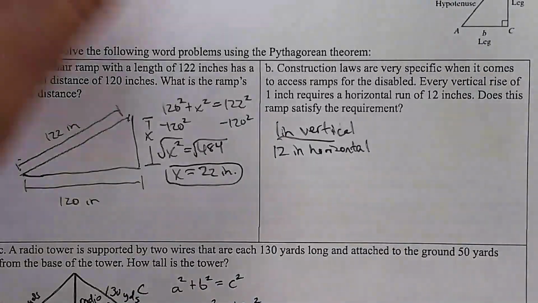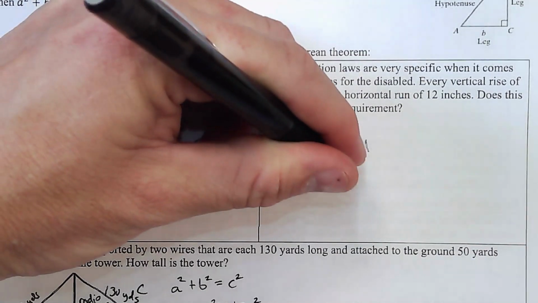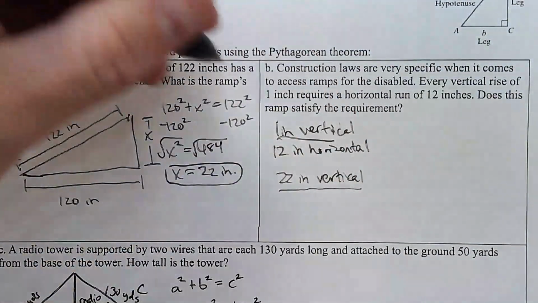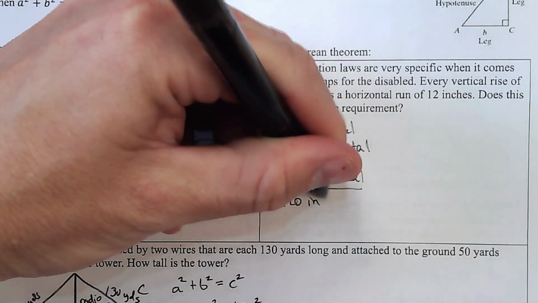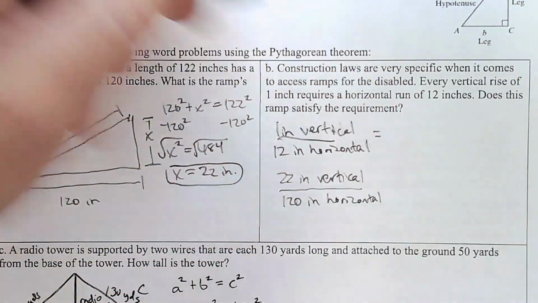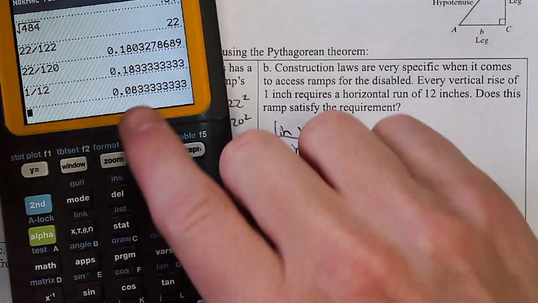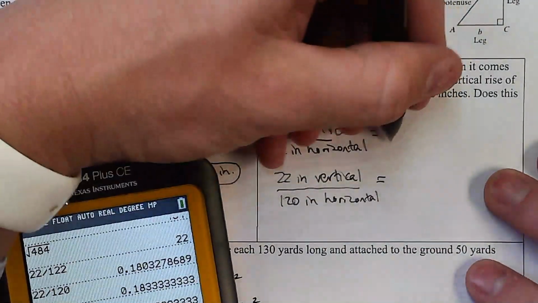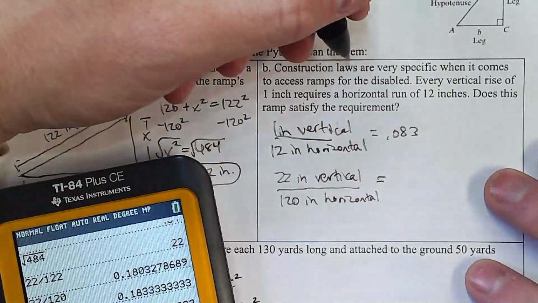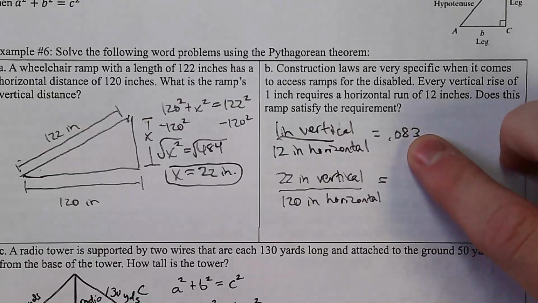Let's look at ours here. We have a 22-inch vertical to a 120-inch horizontal. The easiest way to do this is to figure out the decimals. 1/12 is 0.083. That would be the grade. To be in compliance, it can't be too steep. This is the ratio of steepness you have to have.